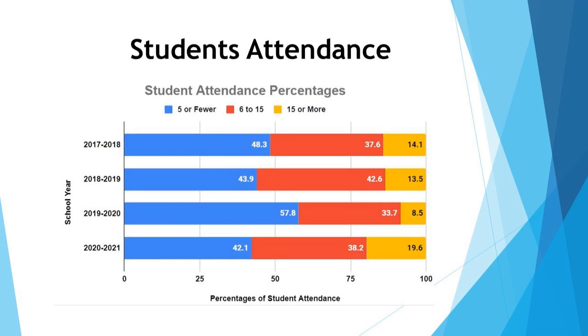Looking at student attendance, we can see that there has been a steady drop in the percentage of students who have missed 5 or fewer days of school. This is a negative trend that has become more of an issue since the pandemic disrupted the regular school environment.